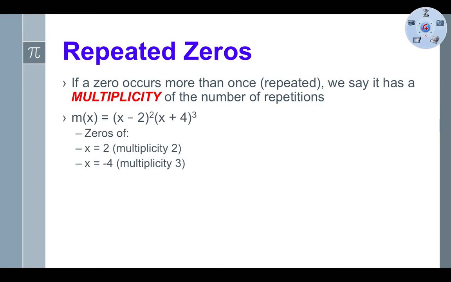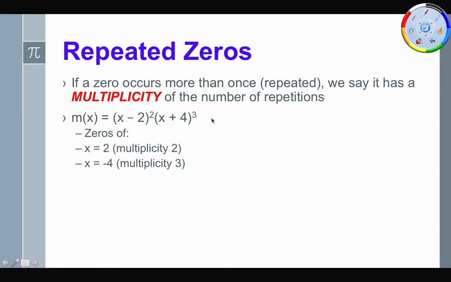So if I gave you the function m of x is equal to x minus 2 squared and x plus 4 to the third, this really does come down to this. If we were to write it all the way out, we'd say x minus 2 squared means multiplied by itself, and then cubed means multiplied by itself 3 times.